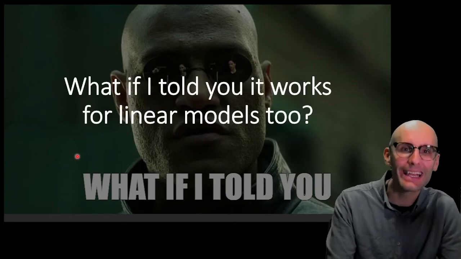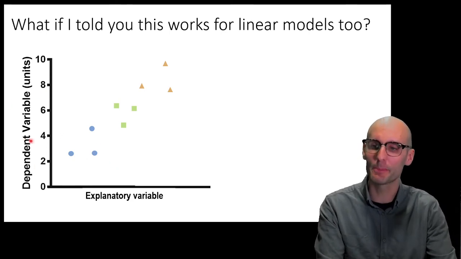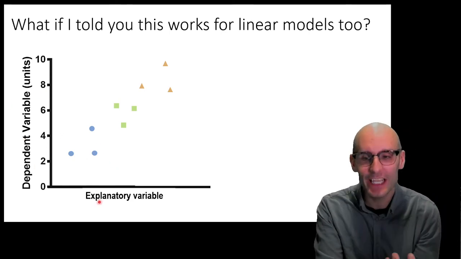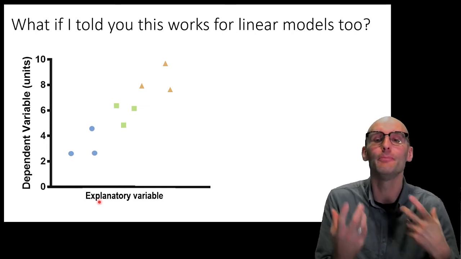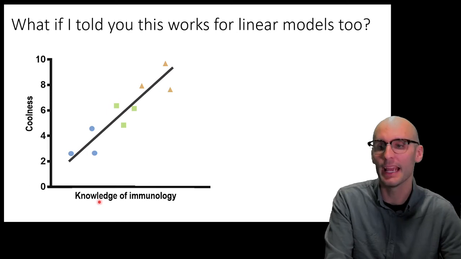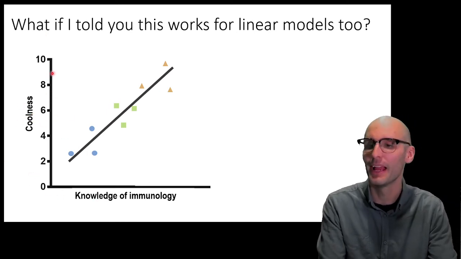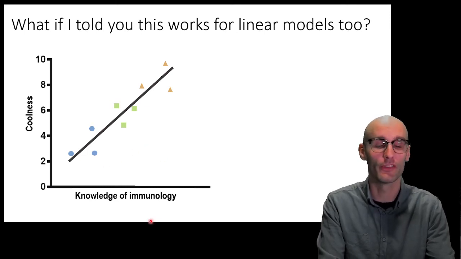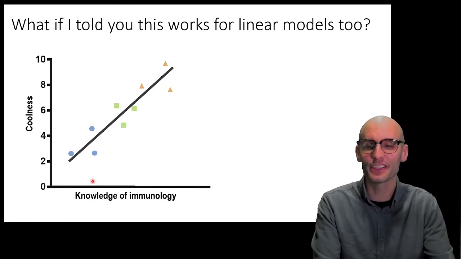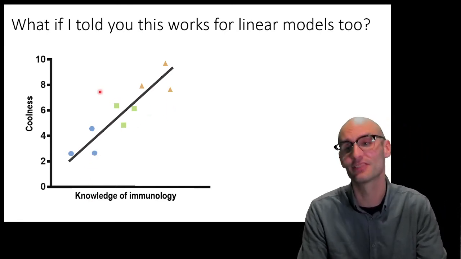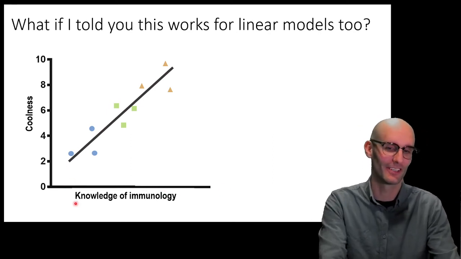This works for linear models too. So let's have a look at a linear model. This time we've got a dependent variable, and this time we have a continuous explanatory variable. So it's not groups, it's not A, B, and C, it's actually numerical. So an example might be coolness rating on a continuous scale between 0 and 10, let's say, and knowledge of immunology. I'm an immunologist, by the way, so I might have biased this example. And as you can see, as your knowledge of immunology increases, so does your coolness. Isn't that awesome? And this is a continuous variable right here.